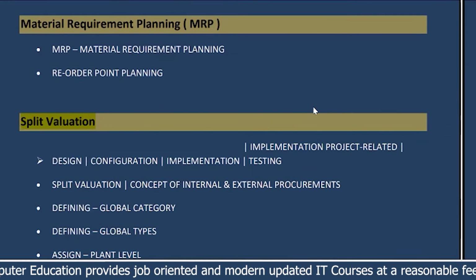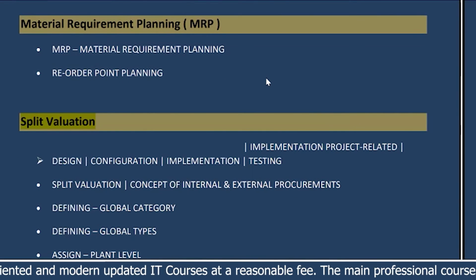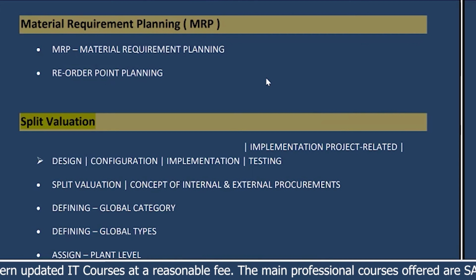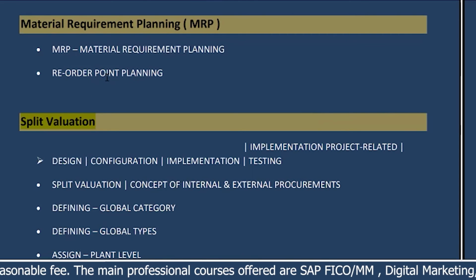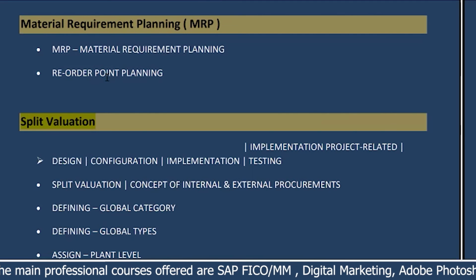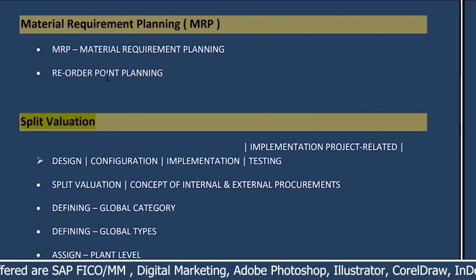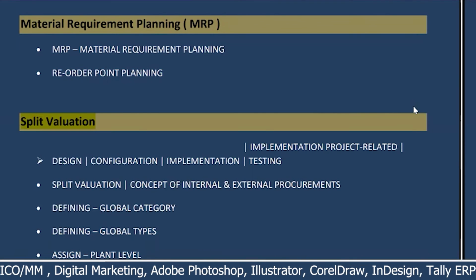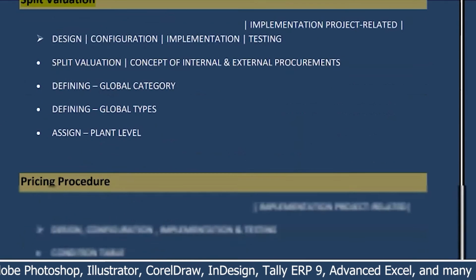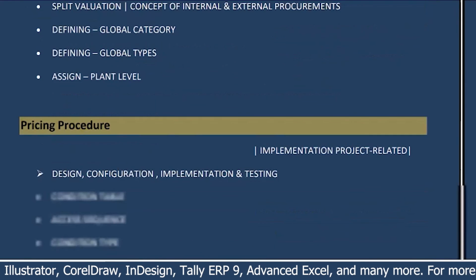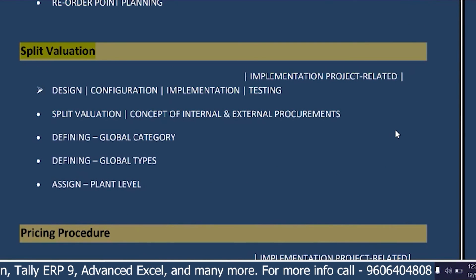Then we have material requirement planning, MRP. Material requirement planning generally refers to the production side, but in SAP MM we have something called reorder point planning. So how to set up a reorder level, how to set up maximum stock level, and safety stock. Then here we have some of the things like split valuation and pricing procedure. This is your implementation project related topics.